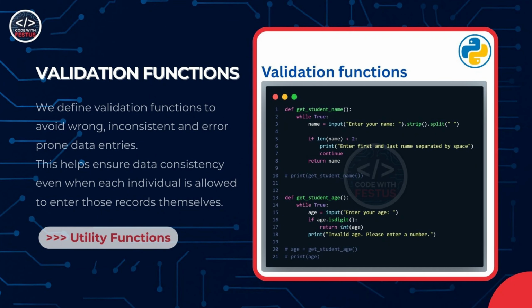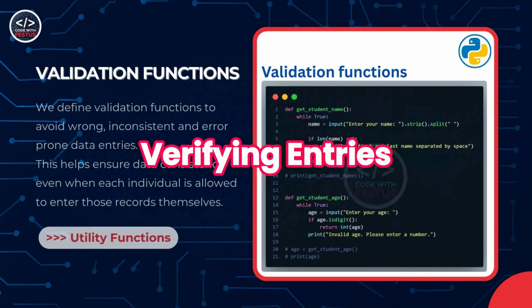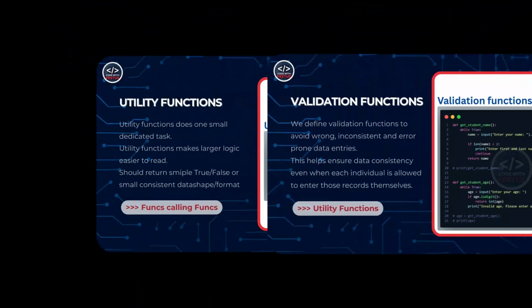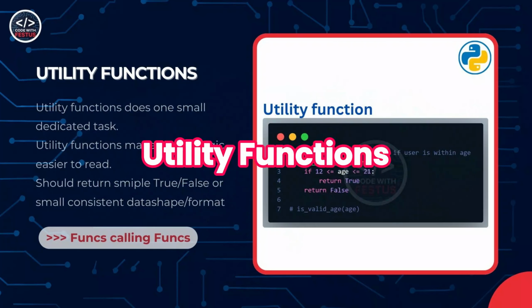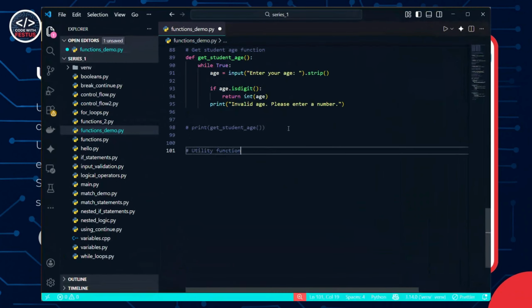This is no longer just greeting students. We are verifying entries before registration. Let's consider an instance where there's an age restriction. The teacher decides to add a utility function that ensures the entered age is within acceptable range. Example, is the student within age?